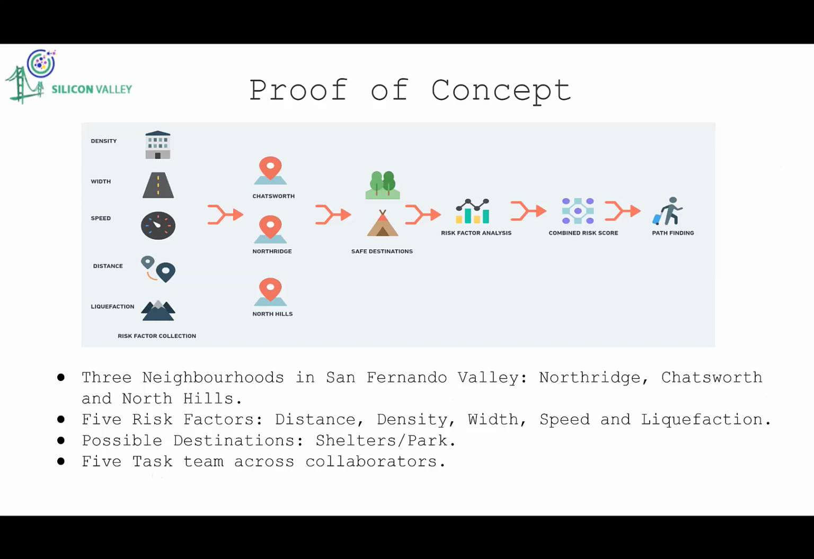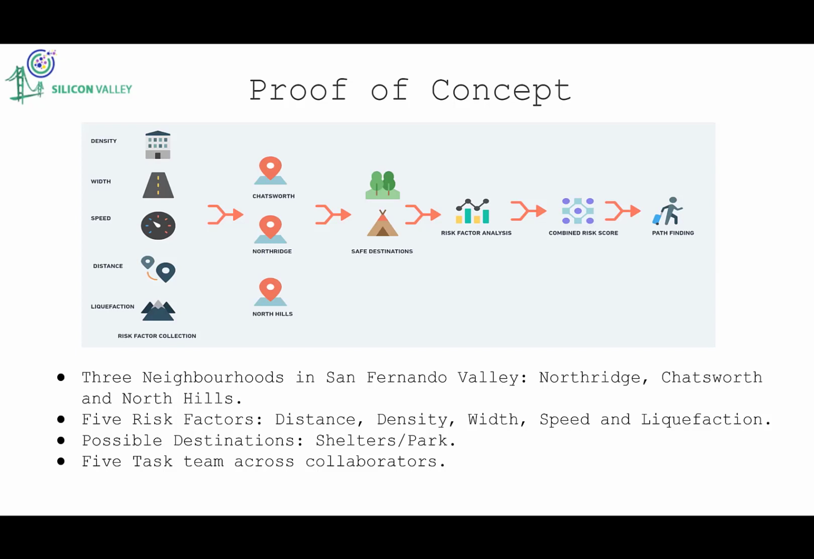We considered 5 different risk factors: density, width, speed, distance, and liquefaction. And we did it for 3 neighborhoods in the San Fernando Valley: Northridge, Chatsworth, and North Hills. We also included some possible safe destinations that people might want to travel to during or after an earthquake, those safe destinations being shelters and parks.